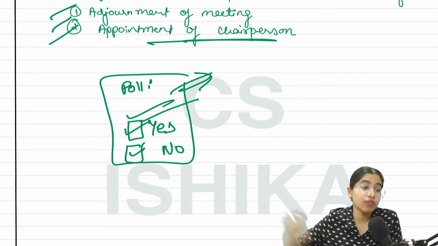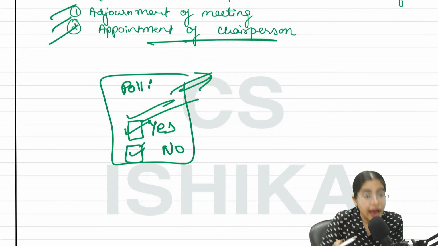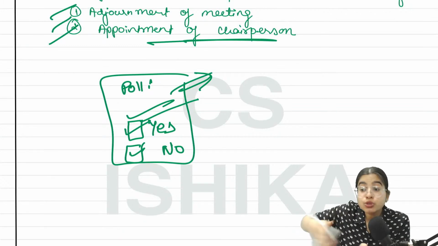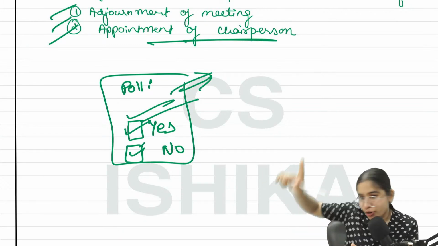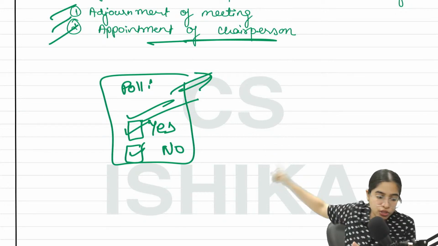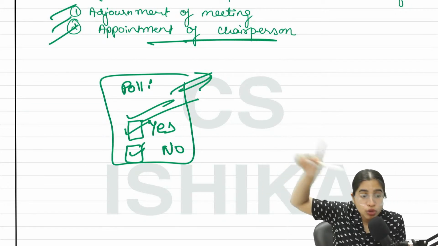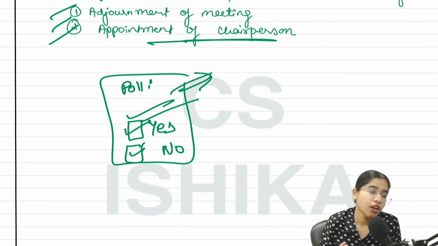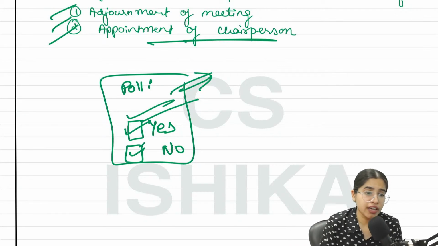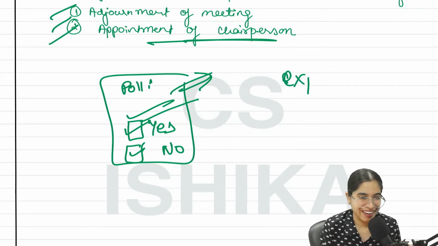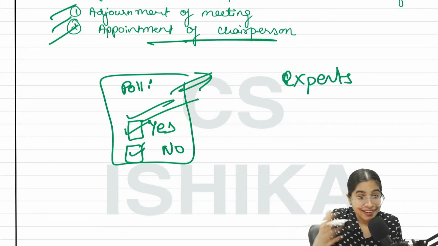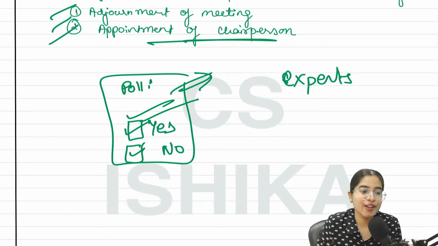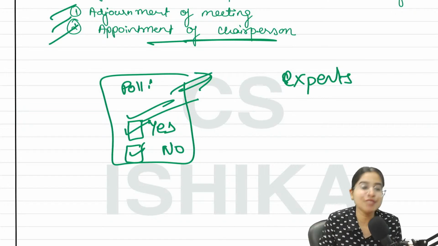After the voting is done, we have to collect all the papers and count. We have to check: this Mr. A voted yes, this Mr. B voted no, this Mr. C voted yes. So we have to count all the votes. Who will do that? Chairperson? No. Board of directors? No. They will appoint experts for conducting this poll, for checking all the votes, for facilitating this poll process.